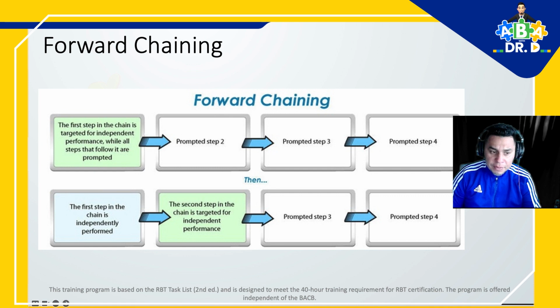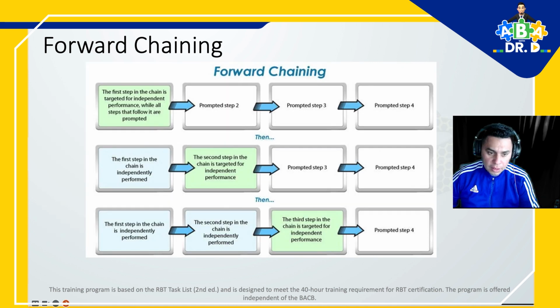So basically what happens is that after we're done with the first step, we move on to the second step, right? They master the first step, we move on to step 2. They master step 2, now we prompt steps 3 and 4. Okay. So the reinforcement will not be delivered after step 1, but rather after step 2. Once that is completed independently, that's when you will deliver the reinforcement.